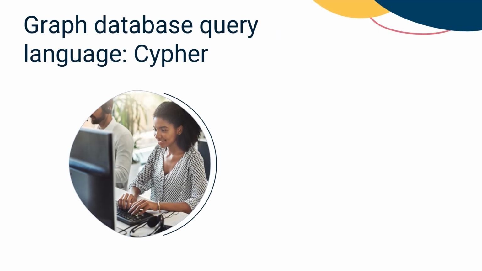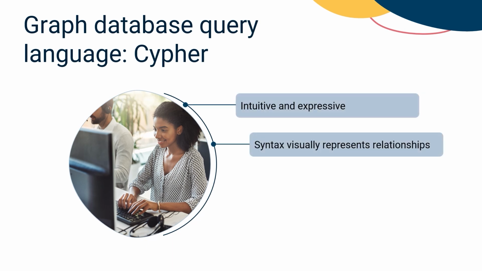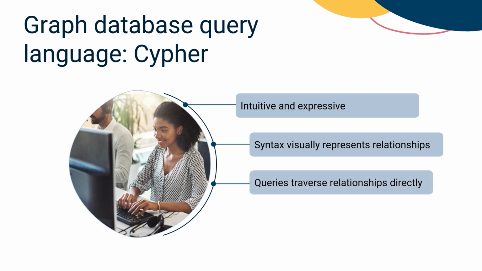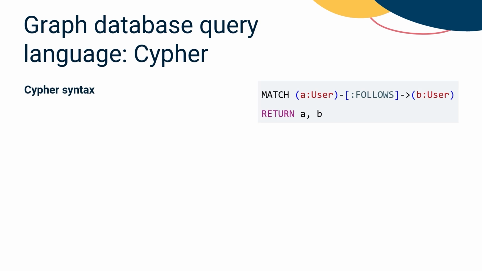Graph databases, including Neo4j, use a query language called Cypher to interact with and manipulate graph data. It is designed to be intuitive and expressive, using a syntax that visually represents relationships between nodes. Unlike SQL, which retrieves data using tables and joins, Cypher queries traverse relationships directly, making them much faster for connected data. Cypher uses ASCII art-like syntax to visually represent relationships.